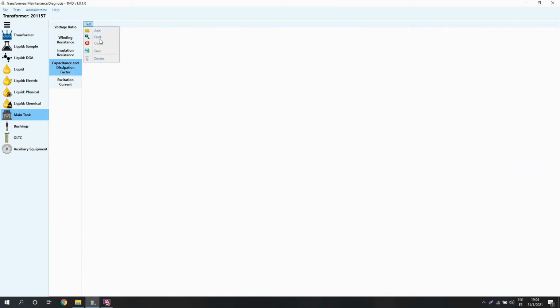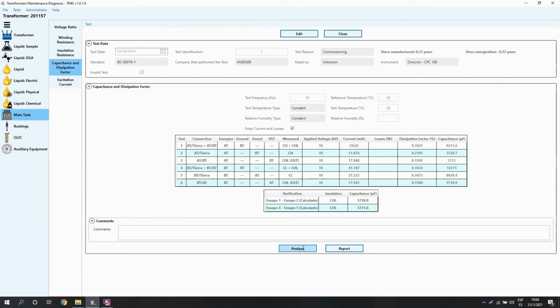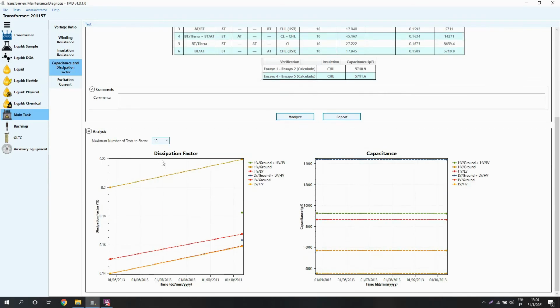We continue with the capacitance and dissipation factor test. We plot the trend of both measures for the different connections.